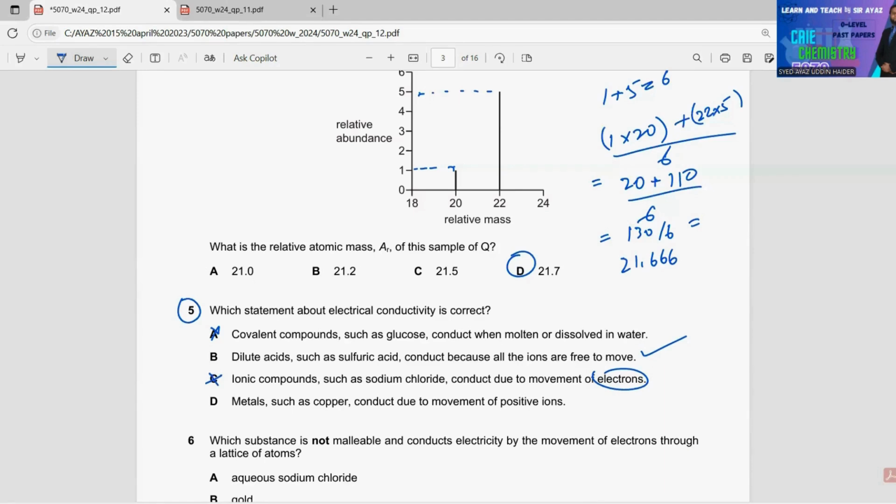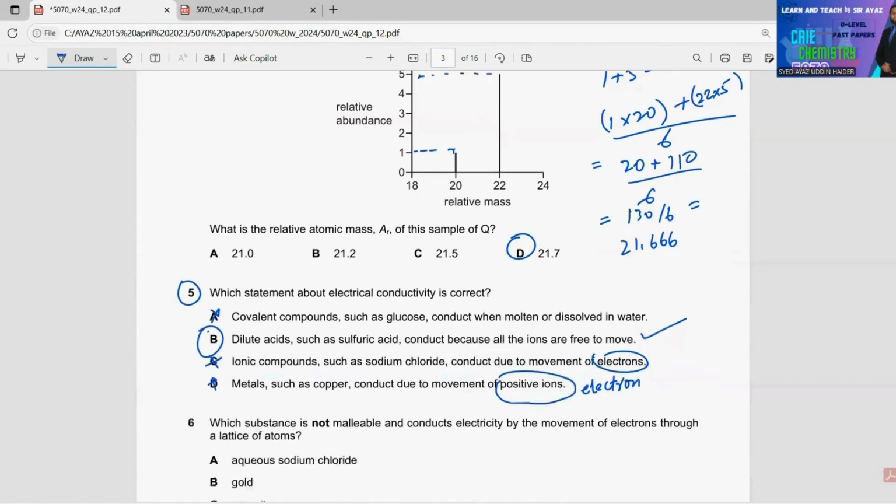Metals such as copper conduct due to the movement of positive ions. This is also incorrect. Conduction of electricity in copper is due to free electrons, not ions. So this is also incorrect. So B must be the right response in this case.